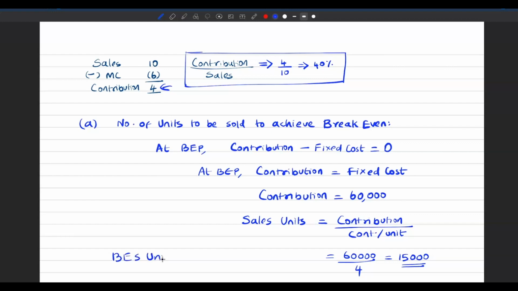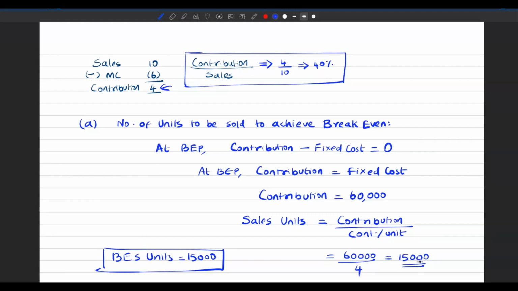Break-even sales units is actually 15,000. And how did we get this 15,000? We took a shortcut. We took contribution and divided by contribution per unit. 60,000 by 4, we got 15,000.